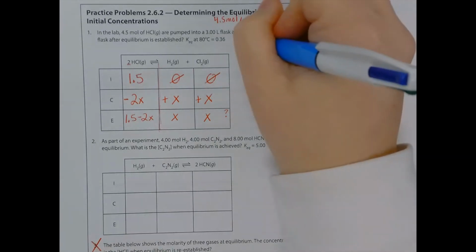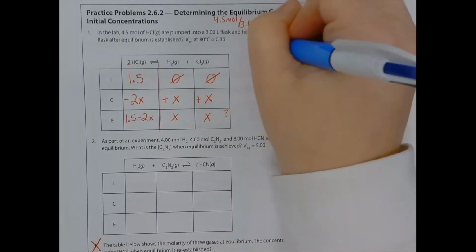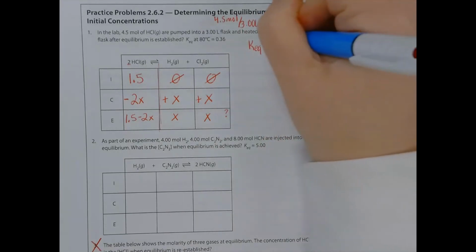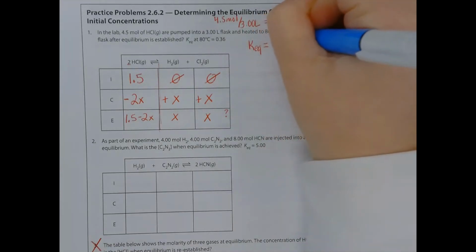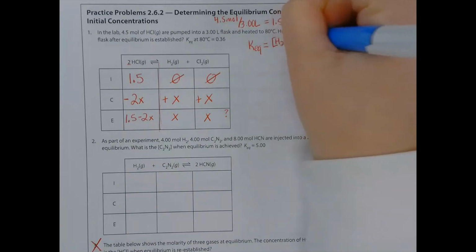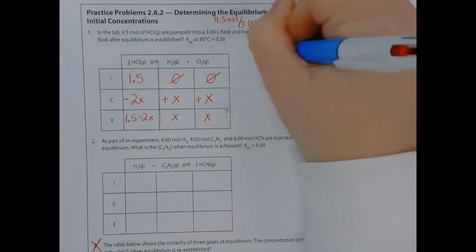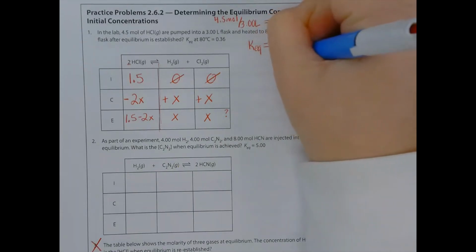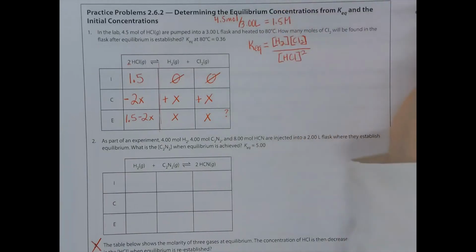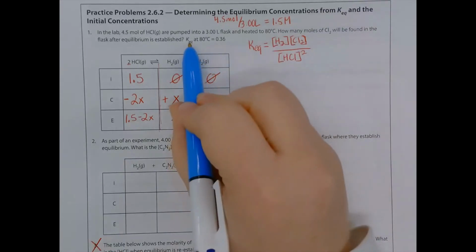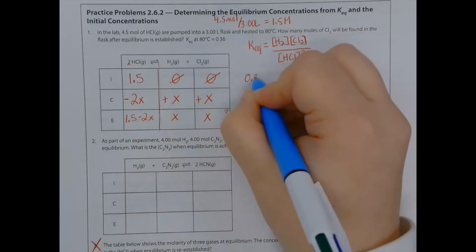So now we can set up our equilibrium expression. Products, hydrogen and chlorine each to the first power, over reactants, HCl squared. And we can plug into this what we have. So we know the equilibrium constant is 0.36.